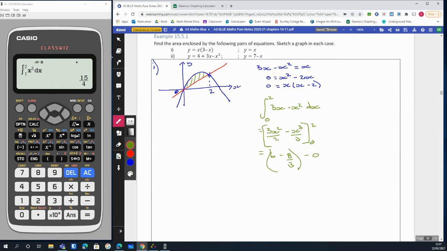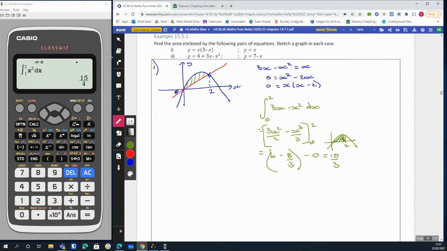Don't skip that step there. So that gives me a total of 10 over 3. And that is the area, if I was to just draw it on its own, that is the area between the curve, the line, x equals 2 and the x-axis. So I'm now going to look at the area of the triangle.